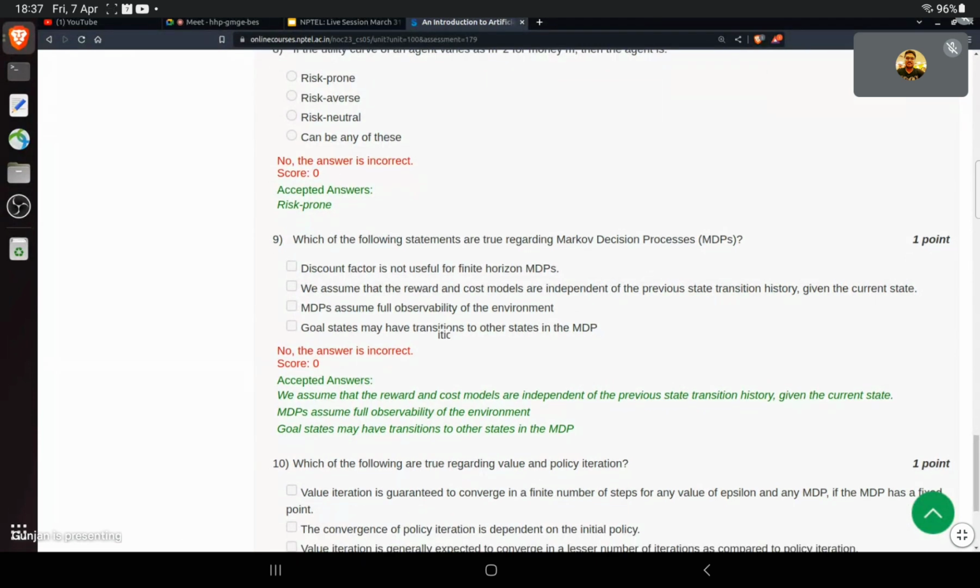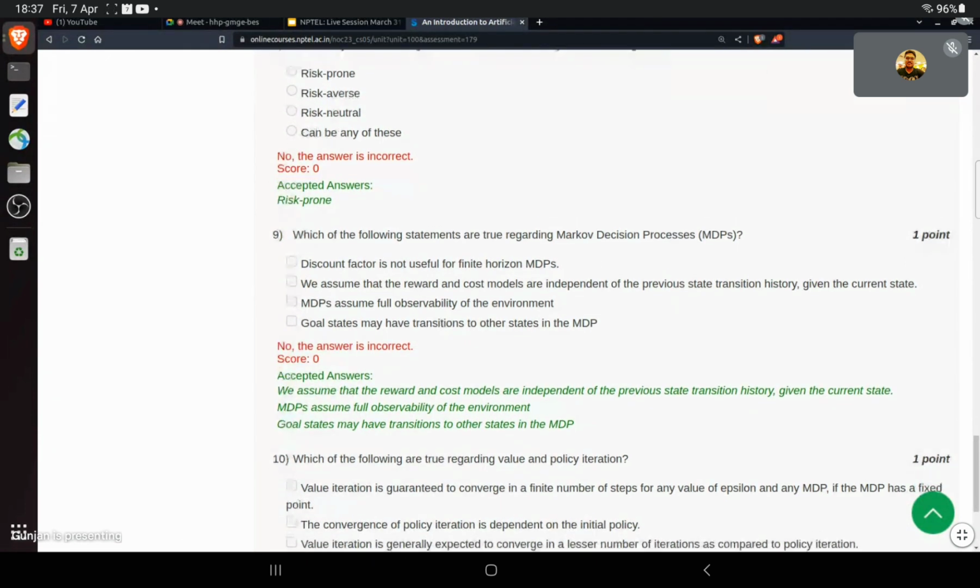And there is option number one: discount factor is not useful for finite horizon MDPs. This is true, no? Because the discount factor is used since in infinite MDPs the value becomes infinite, and the agent becomes non-responsive to rewards because the reward over infinity is always infinity, and that is why we use a discount factor. So if the MDP is finite, there is no point of having a discount factor.